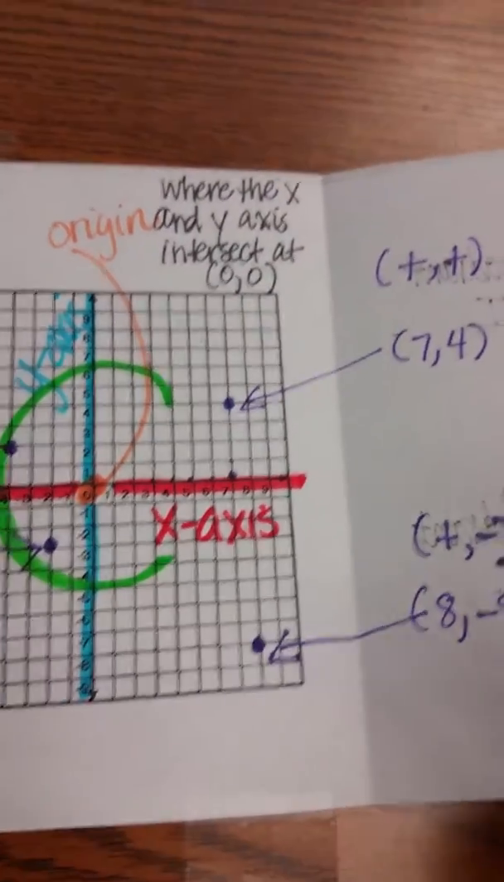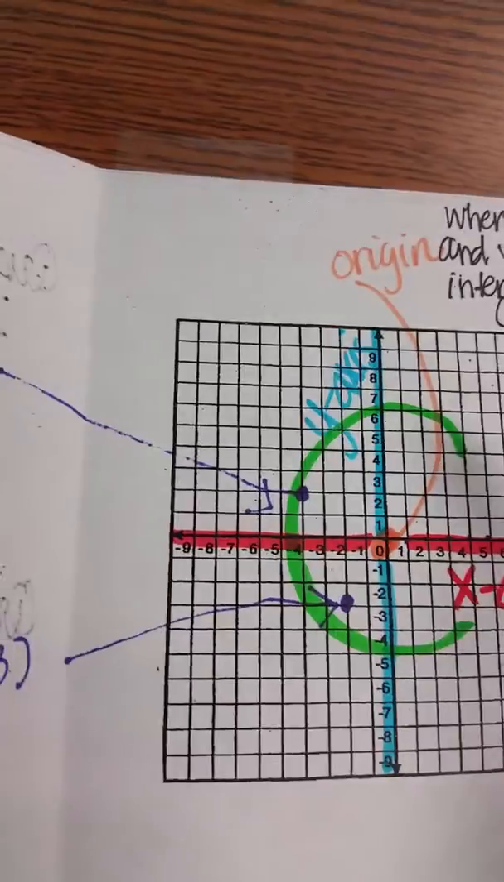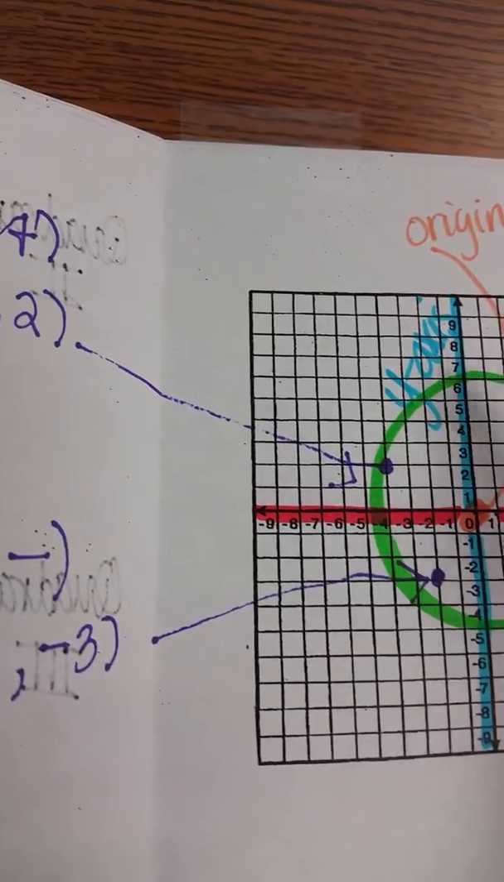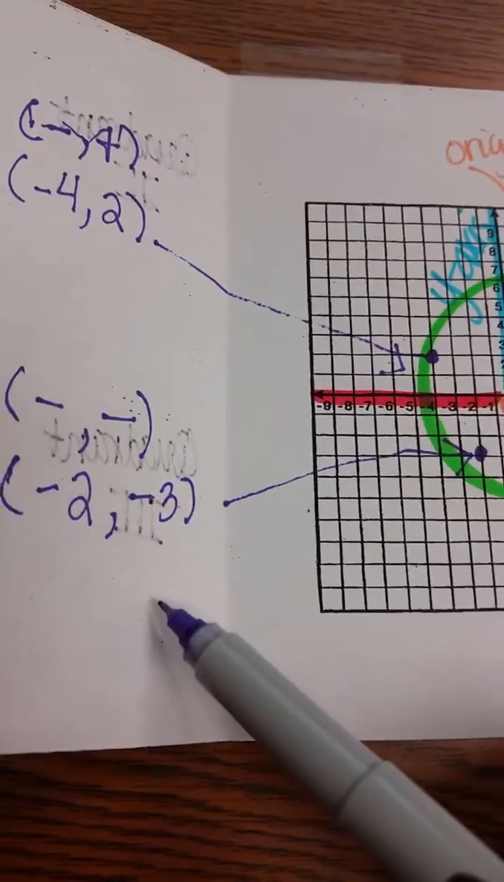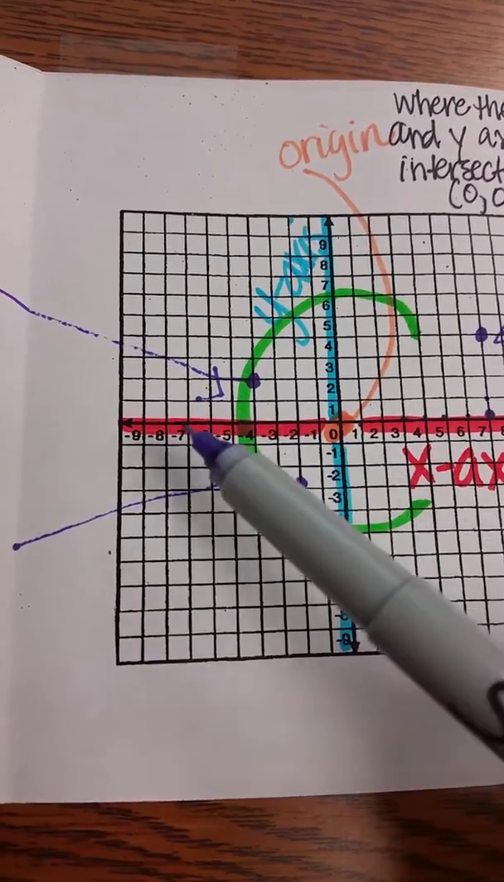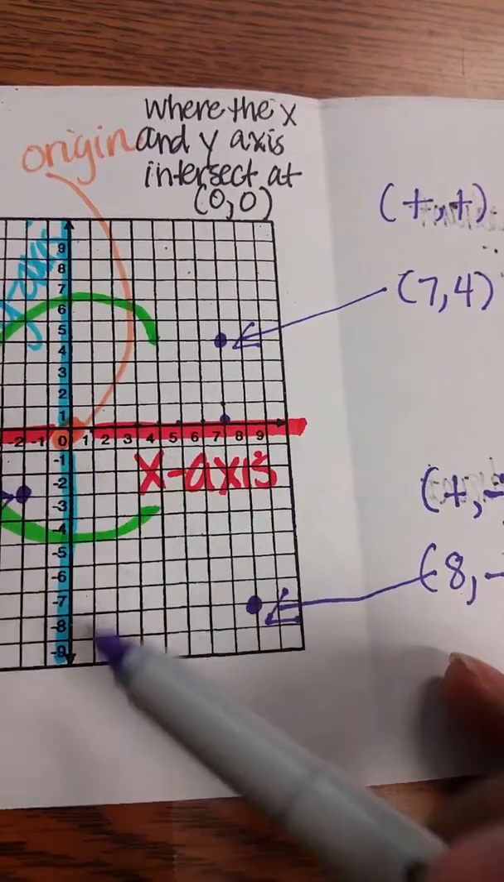Again, in quadrant 1 is 2 positive numbers because my x is positive, my y is positive. In quadrant 2, it's going to be a negative x value, positive y value. In quadrant 3, you're going to have 2 negatives, negative x, negative y. In quadrant 4, positive and negative.